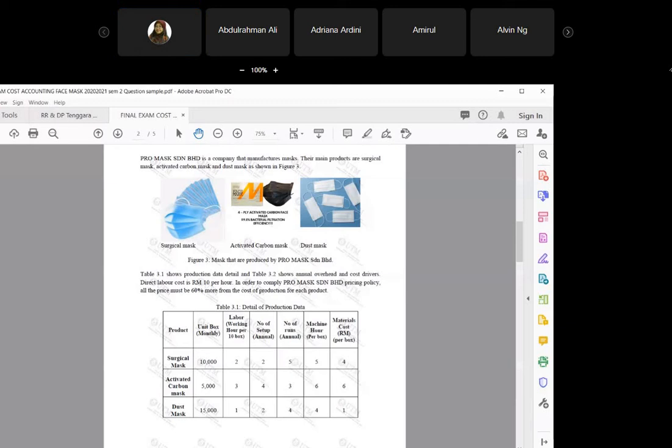Because now we are discussing. I assign you. Section 7 is for traditional.